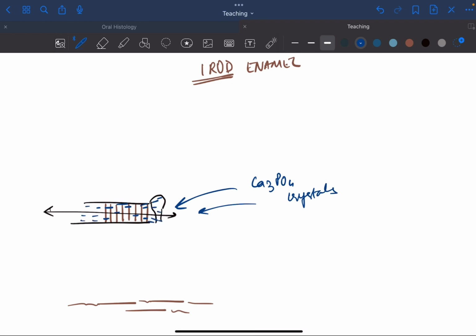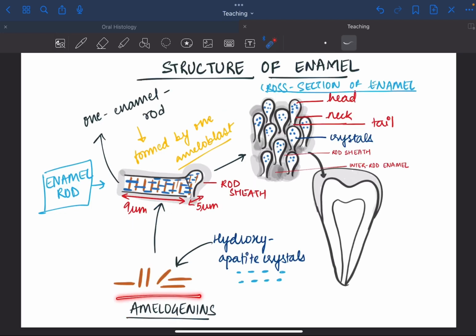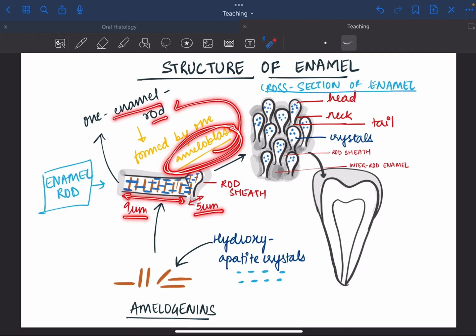Here we have gotten one enamel rod, and when we further stack it, we get the structure of enamel. These are the amelogenins. These are stacked and bound by the hydroxyapatite crystals. Around this we see a rod sheath. The dimension of this rod is 9 micrometers in length and 5 micrometers in breadth. One enamel rod is formed by one ameloblast. That is, one cell forms one rod.